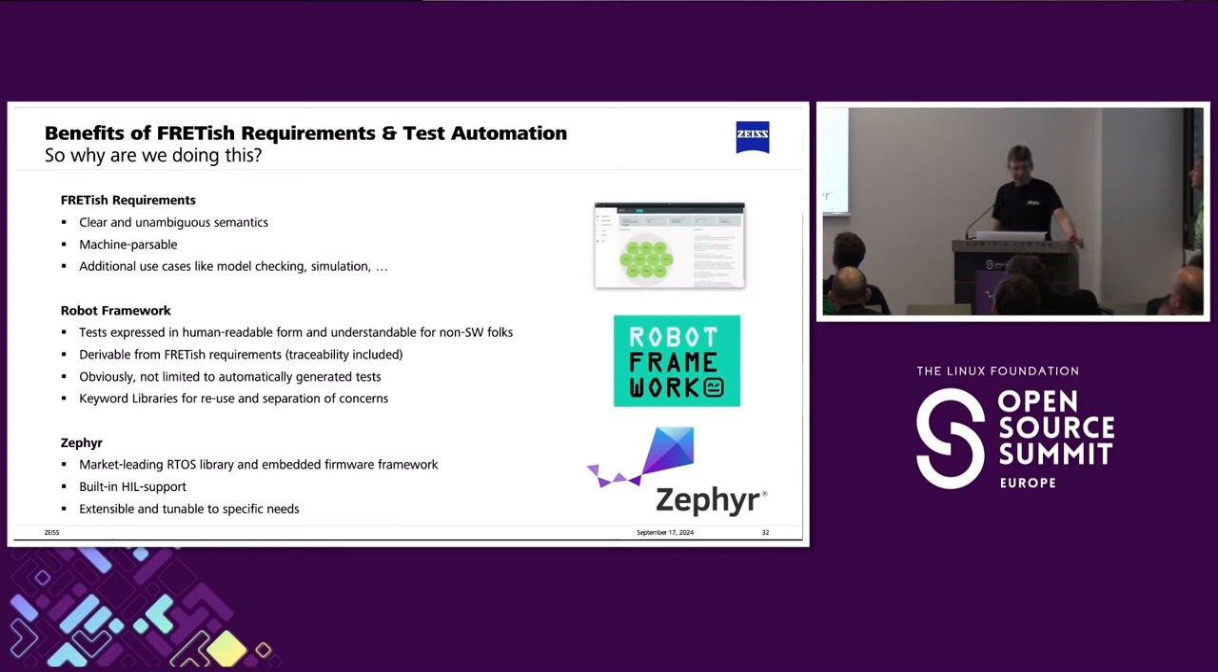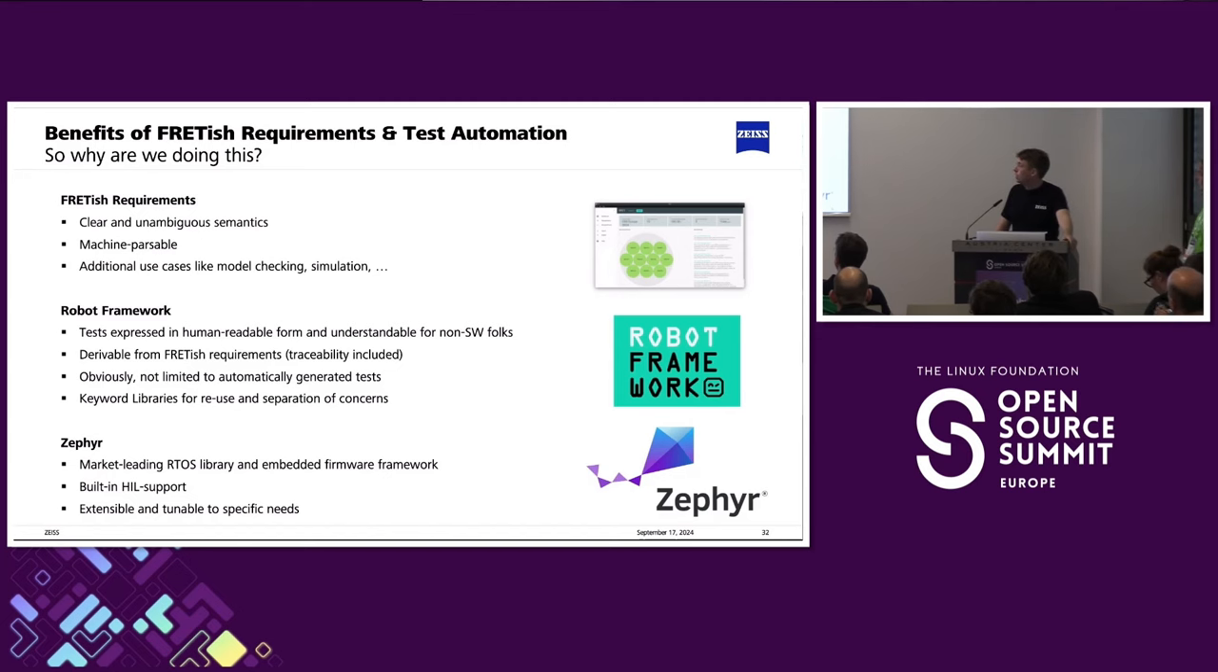So maybe to sum up again, the benefits of the FRETish requirements and test automation, why are we doing this? I think this combination of tools shows how companies can benefit from open source tools. You can really stand on the shoulders of giants. We have the FRET tool from NASA, which is super helpful, which a lot of research has gone into. It allows us to write requirements with an unambiguous meaning and with all the tool support, so that we can immediately see while we are writing the requirements if something is wrong in the wording or the syntax. And yet it is machine parsable.